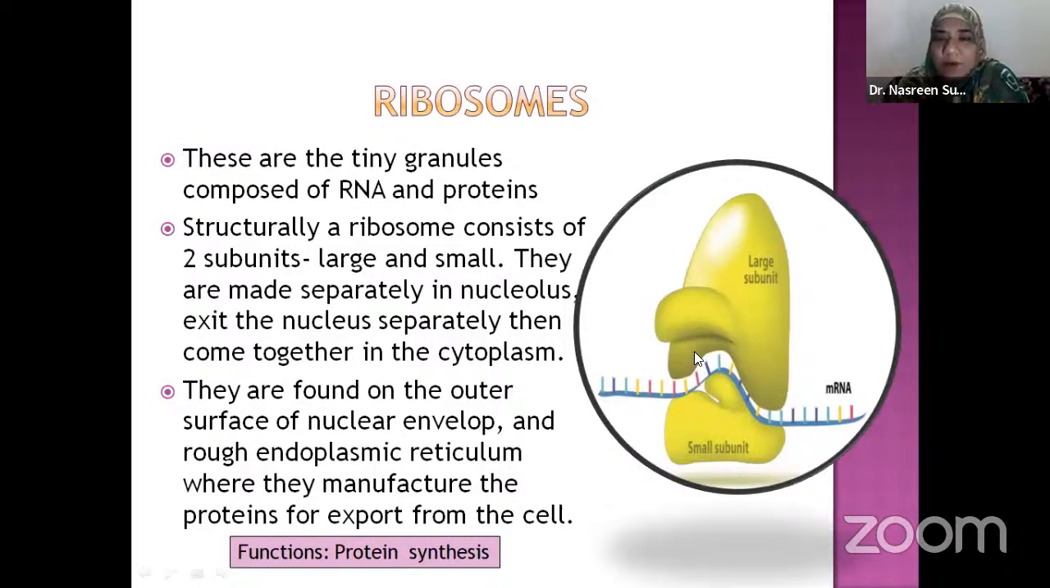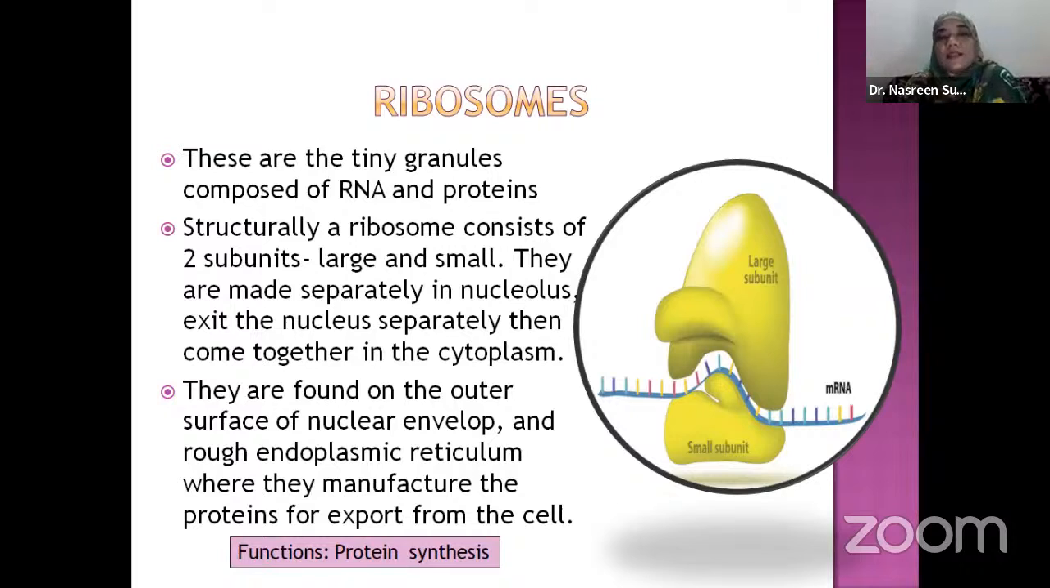And there are different types of ribosomes, but in a human cell, which type of ribosome is present? 70S or 80S or 100S? 80S ribosome will be present, and the larger subunit will be 60S, and the smaller subunit will be 40S. Okay, 60S, 40S. Together they make up 80S.